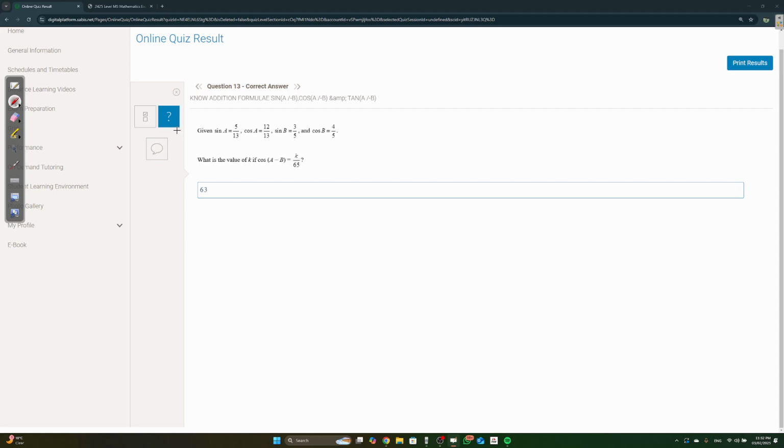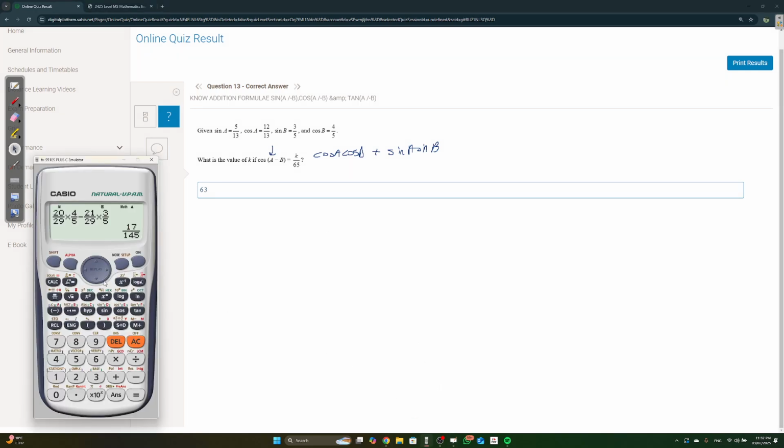Given sine A is 5 over 13, cosine A is 12 over 13, sine B is 3 over 5, what is cosine A minus B? Cosine A minus B is cosine A cosine B plus sine A sine B. So you're going to do cosine A cosine B, so 12 over 13 times cosine B, 4 over 5, plus sine A sine B, so 5 over 13 times 3 over 5, 63. Okay, 63.